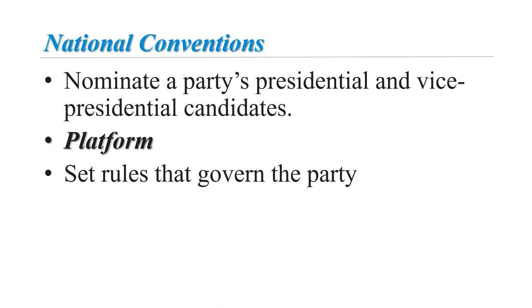A national party convention is held every 4 years and is attended by delegates from each of the 50 states. The supreme authority in both major parties is the National Party Convention, which meets every 4 years for 4 days to nominate candidates for president and vice president, to ratify the party platform, and to adopt new rules.